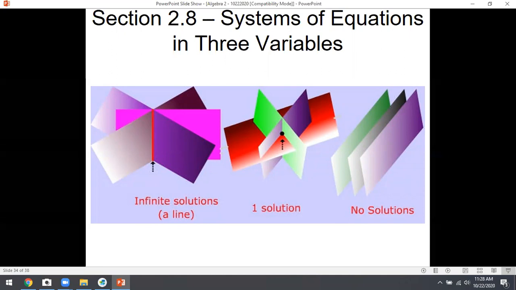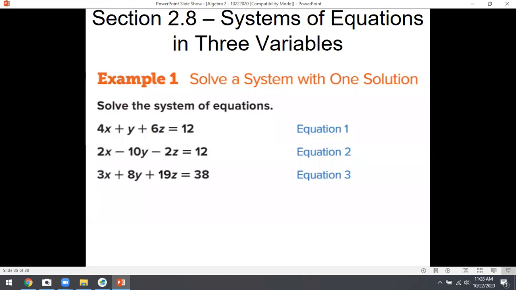What's the word for there's a solution? Does anybody remember? Fancy word for there's a solution? Consistent, right. Is this consistent? Do they cross somewhere? Yeah. Is this consistent? Do they cross somewhere? Is that consistent? No. So it's the same concepts as before. It's just going up in space. And what you're actually graphing is a plane instead of a line. Now, you don't need to know that. Let's dive in and just see how you would approach these problems.